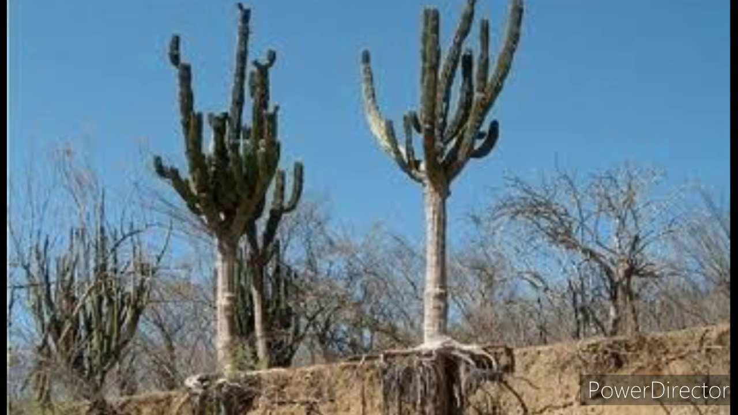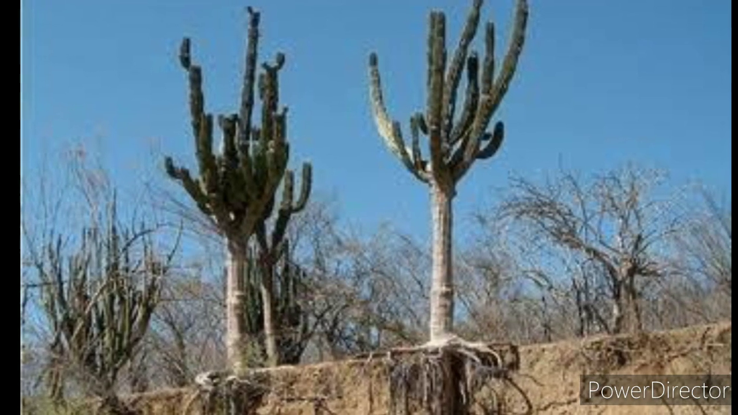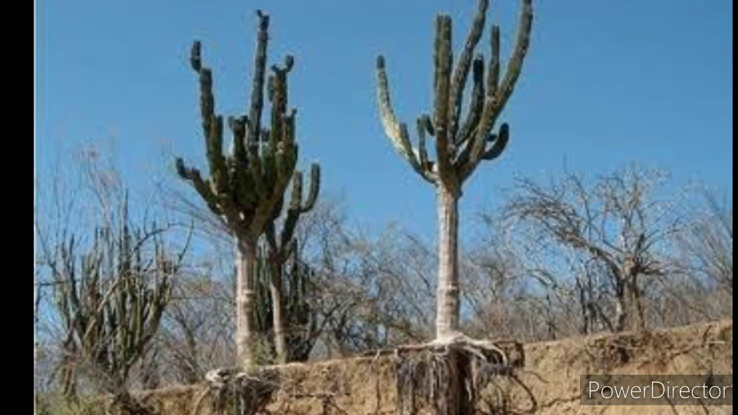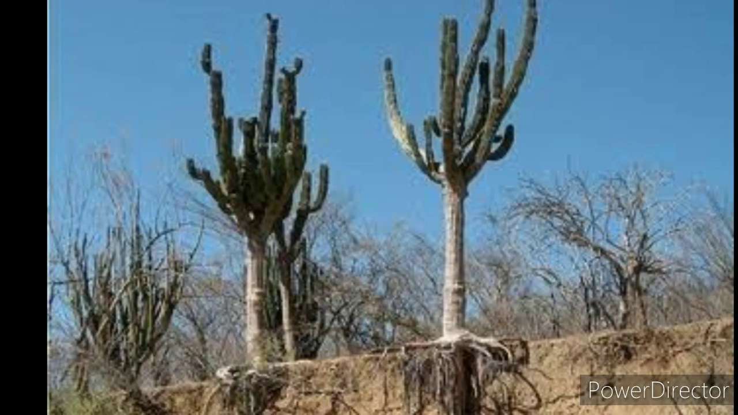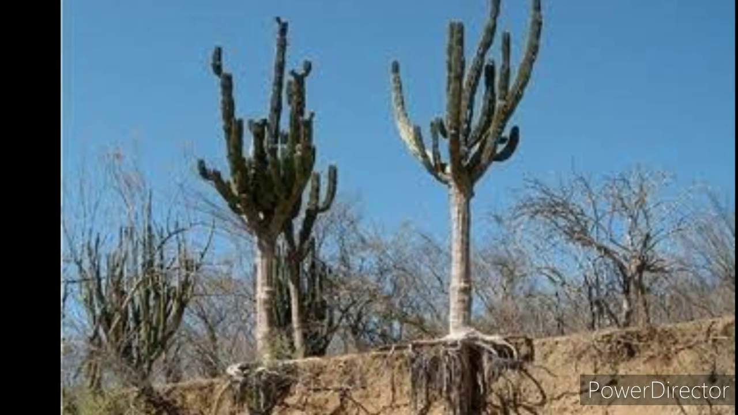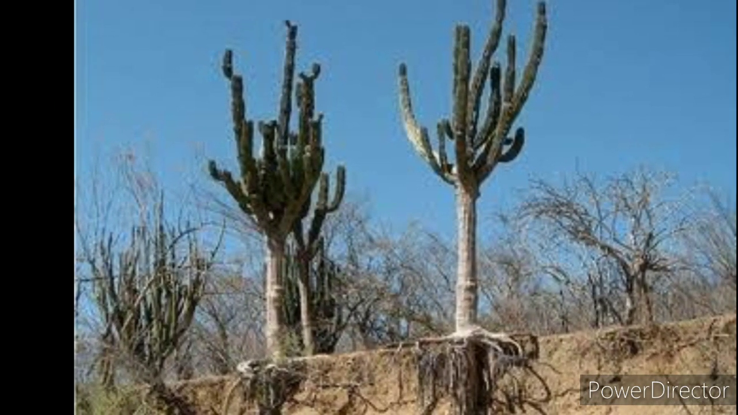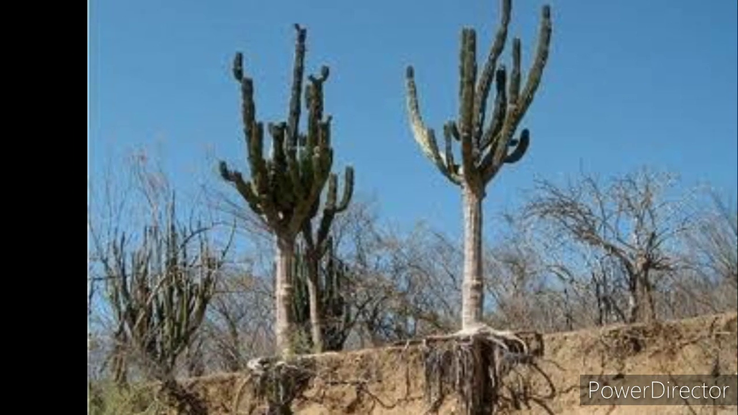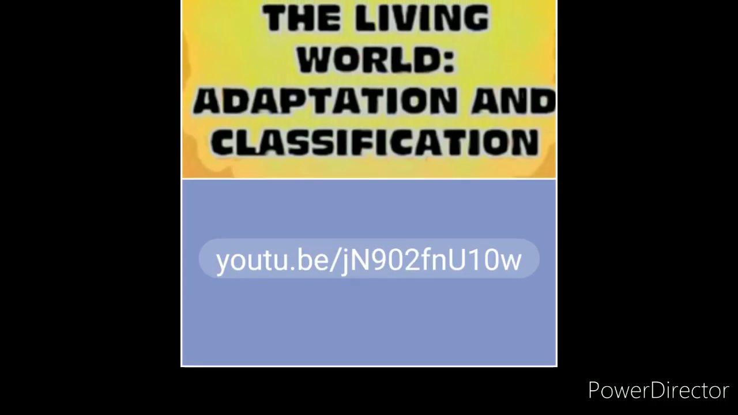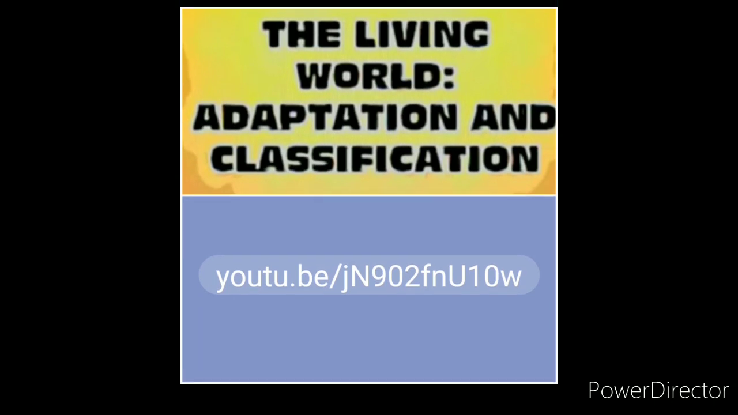The roots of these desert plants are deeply penetrating as they search for water in the deep soil, and a thick layer of a waxy substance is present on the stem. The examples of desert plants are cactus.